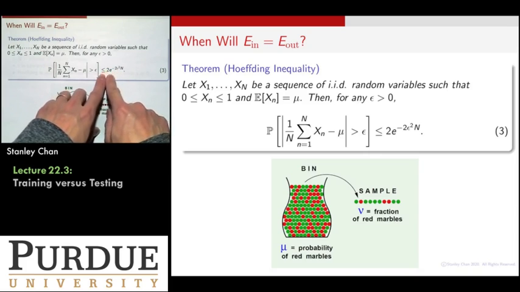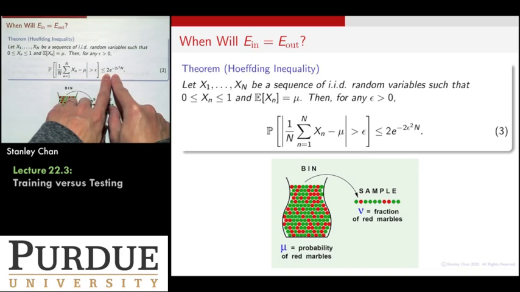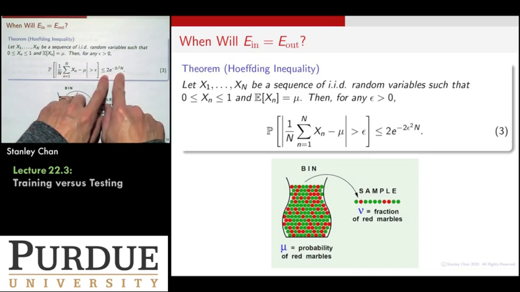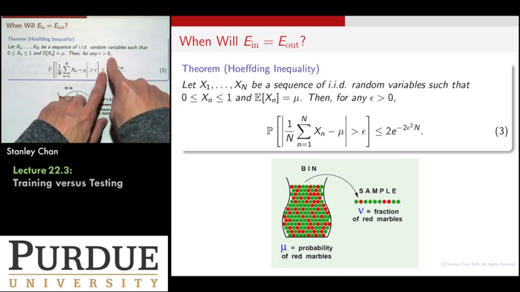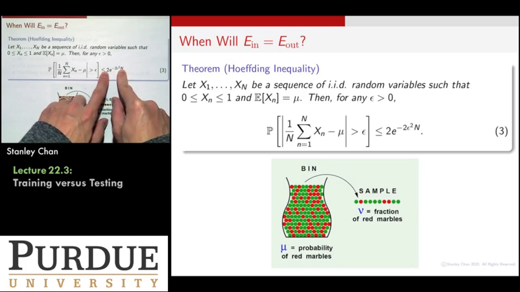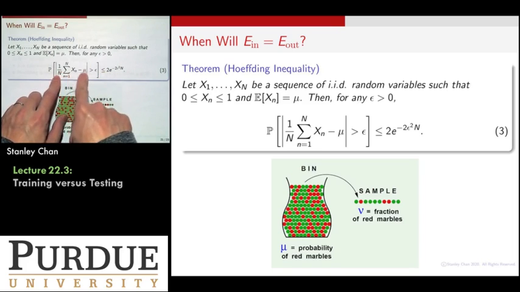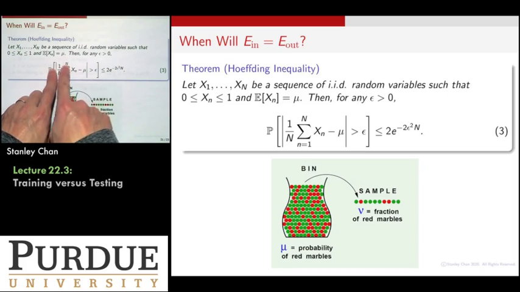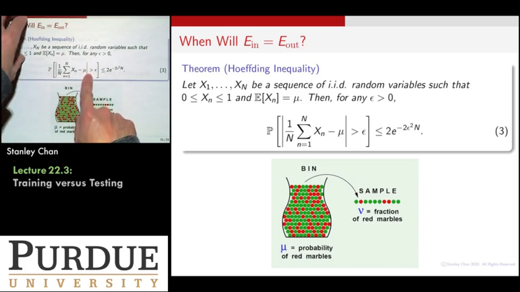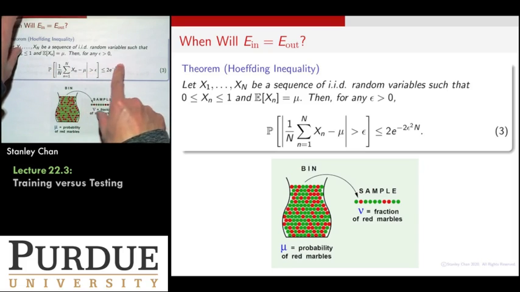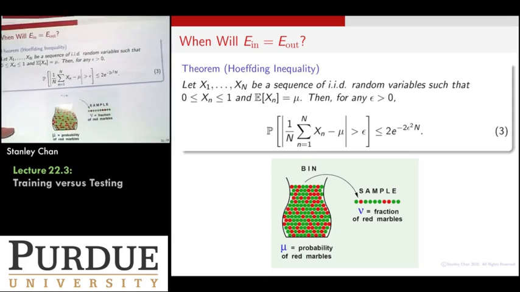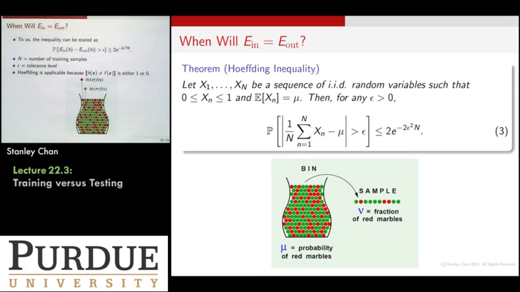But if you look at this expression, it tells you a lot of interesting things. As n goes to infinity, this quantity goes to 0, very, very rapidly, and therefore you will be able to ensure that your in-sample error is very close to the out-sample error as n grows. That makes sense, because the more training samples you have, the better you will get.